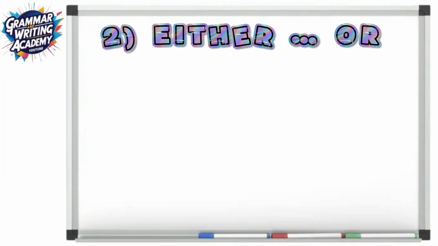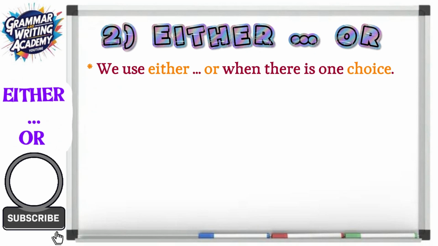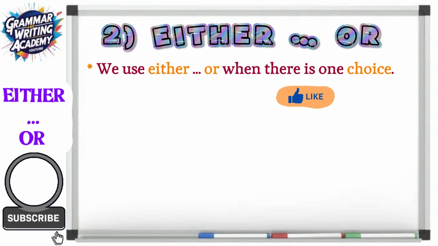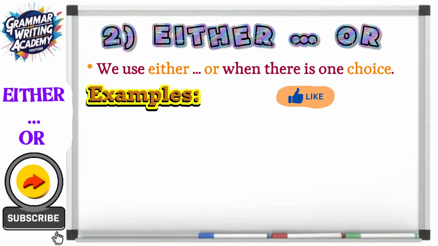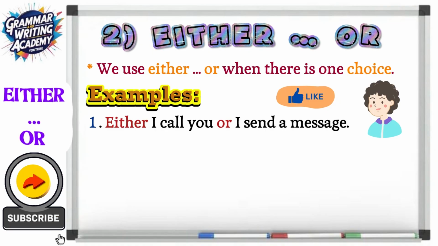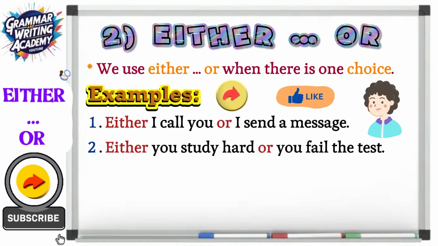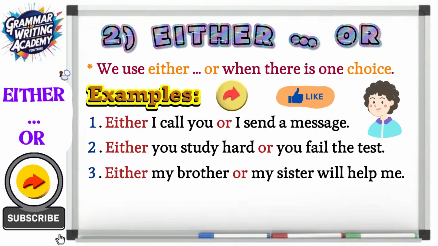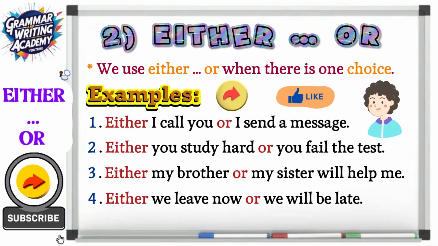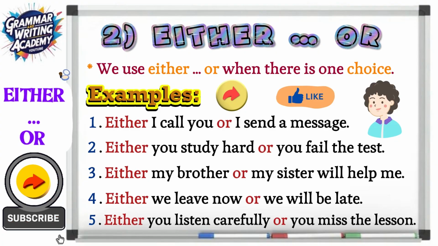2. Either, or. We use either, or when there is one choice. Either, or means one option, not both. Examples: 1. Either I call you or I send a message. 2. Either you study hard or you fail the test. 3. Either my brother or my sister will help me. 4. Either we leave now or we will be late. 5. Either you listen carefully or you miss the lesson. Advice: never use and with either. If you use either, you must use or.